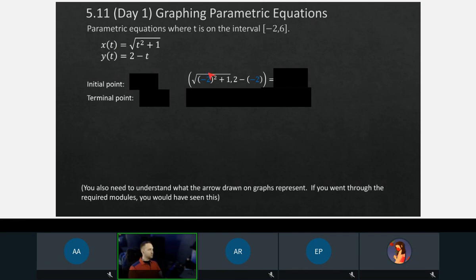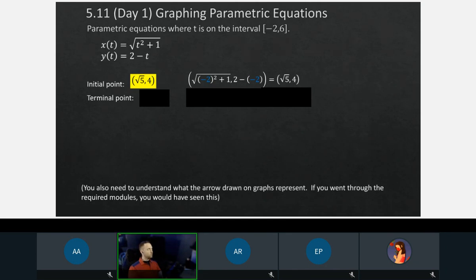So here is the x coordinate, and then here is the y coordinate setup. And yeah, you just plug it in and plug and chug, right? We get rad 5 comma 4, so that's your initial point.